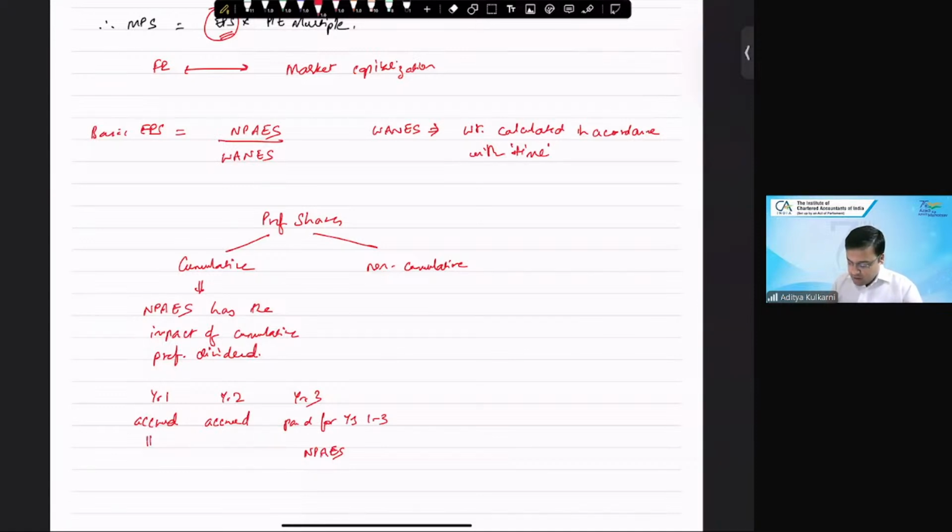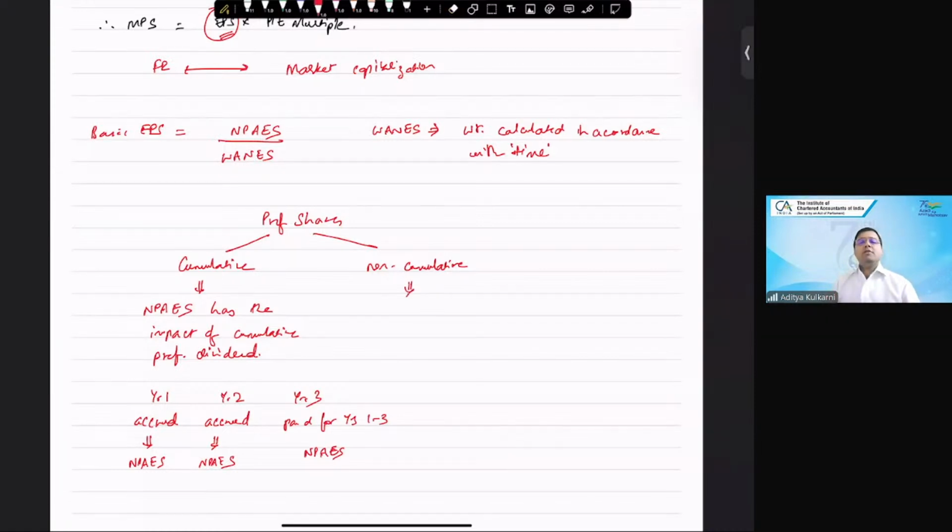Why? Because this is already adjusted when I compute the net profit attributable to equity shares for year one. Here also, I have already adjusted. Now, in the third year, if I actually do an adjustment for the 3 years, it will amount to double counting the cumulative preference dividends. And therefore, in the third year, I will consider only 1 year which is getting accrued. Payment I will ignore.